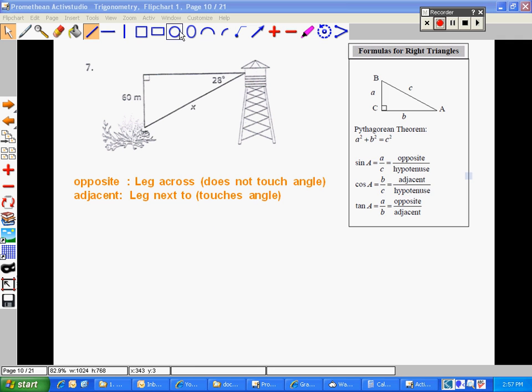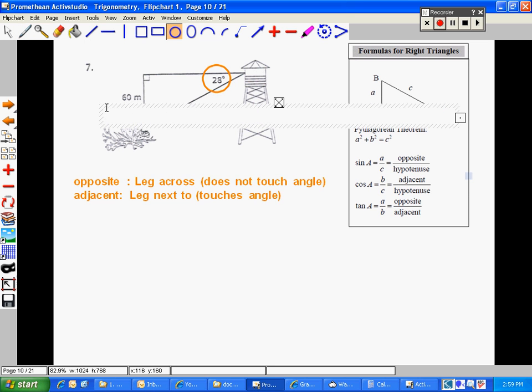Okay, let's do number 7. Same step, circle the angle. Now we label the side. In this example, the 60 does not touch the angle, so this is going to be the opposite side. I'm going to label that opposite. The x in this case, this length right here, it is next to the angle, but it's not one of the legs. It's actually the diagonal one across from the 90 degrees, so this one has to be the hypotenuse. So I'm going to label that h.